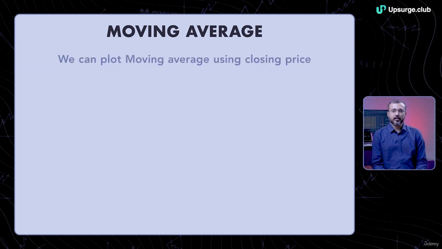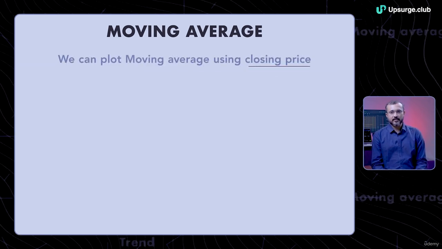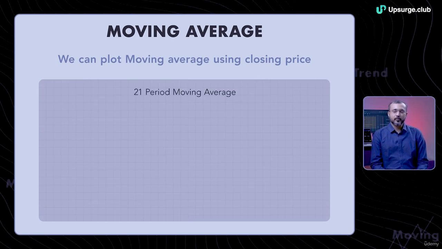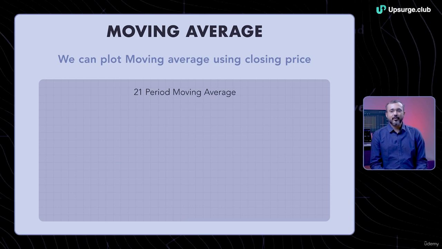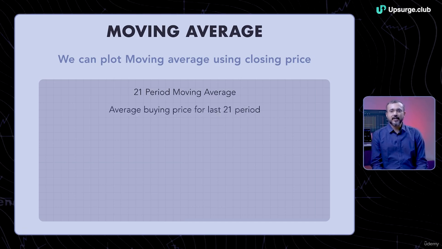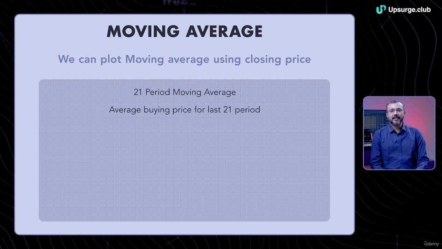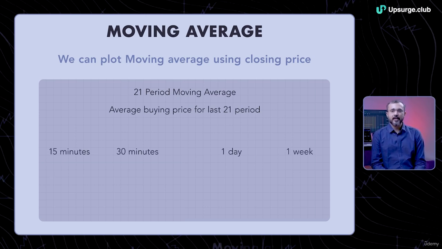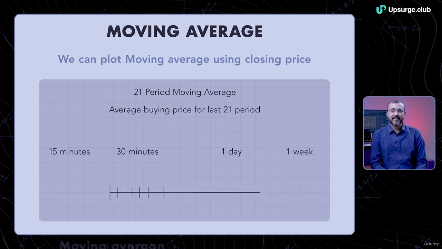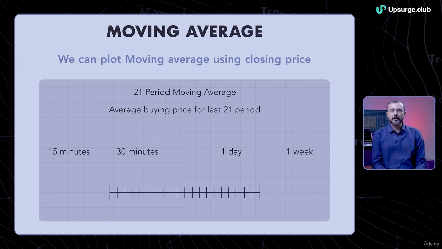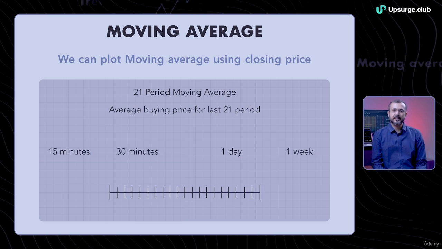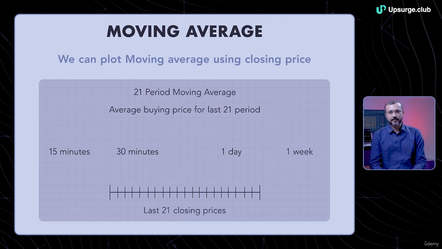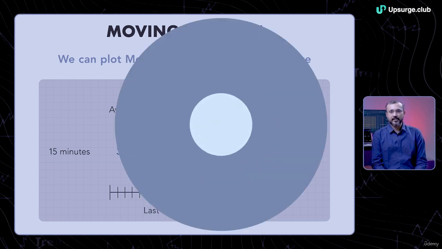Moving average, if we have to plot, we can plot it based on closing prices, which is a popularly used method. Let's say we are plotting a 21 period moving average. That means we are trying to identify what's the average buying price for the last 21 period. Now the period can be anything. It can be 15 minutes, it can be 30 minutes, it can be 1 day, 1 week. When we say 21 period, that means we are collecting 21 data set. And because we are plotting this exponential moving average or maybe simple moving average for the last 21 period, that means we need 21 closing prices. Based on it, we plot the moving average.